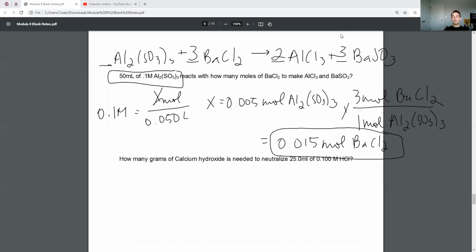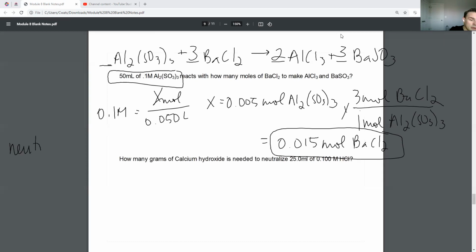So we can use our concentration equation for molarity to determine moles, and then from moles, we can do a stoichiometry problem. That's a common thing in these solution chemistry problems. Let's do one more example of this. How many grams of calcium hydroxide is needed to neutralize 25 milliliters of a 0.1 molar hydrochloric acid?